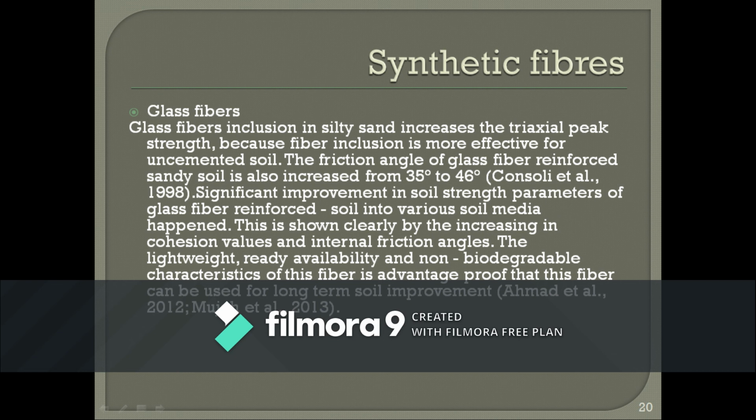Significant improvement in soil strength parameters of glass fiber in various soil media has happened. This is shown clearly by increasing cohesion values and internal friction angles. The lightweight, readily available, non-biodegradable properties of this fiber are an advantage, proof that this fiber can be used for long-term soil reinforcement. So this particular fiber has found its usage in many things, mainly by changing its friction angle.